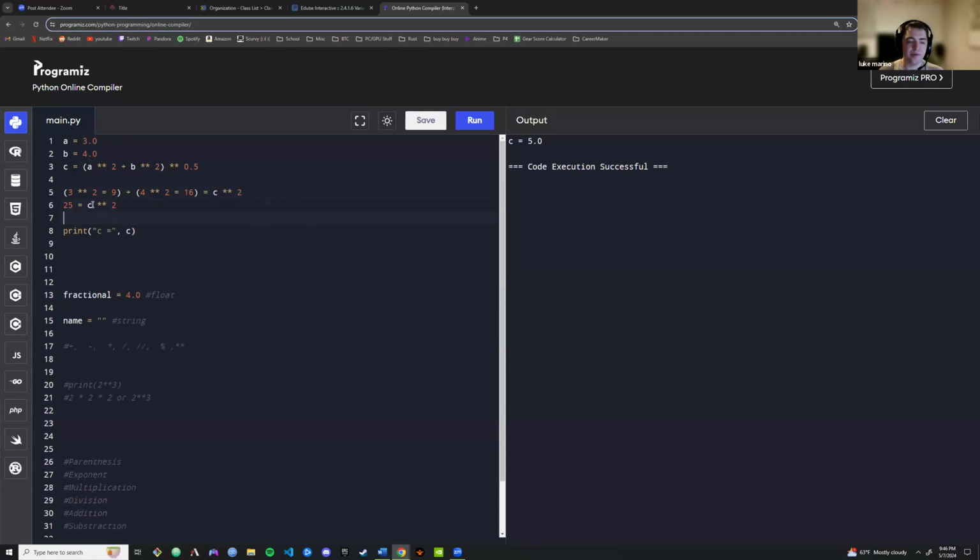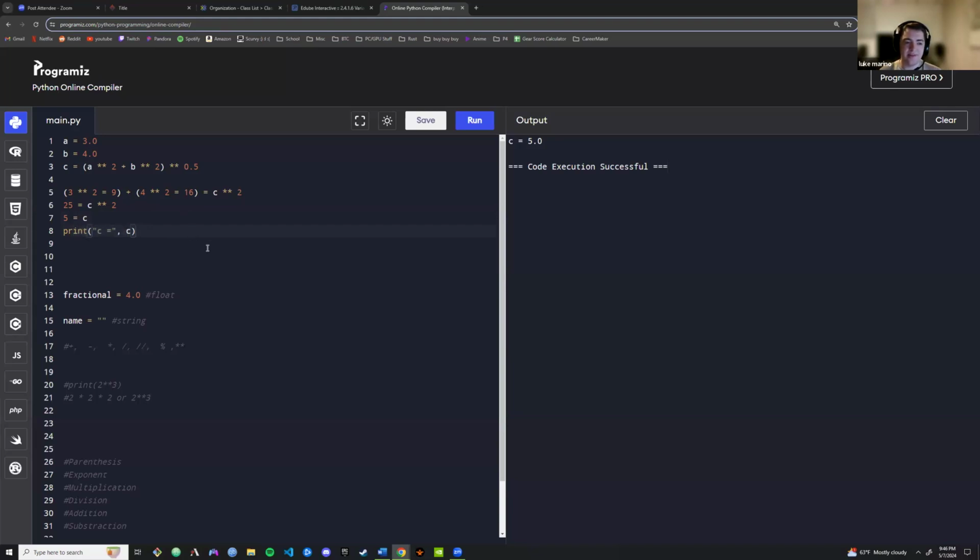But what if we want to figure out c? We're going to have to take the square root of c and the square root of 25, and that will give us c. So that's what we're doing here. We're finding a squared and b squared, and we're trying to get the square root of that. So it's going to be 5 equals c, and that's what's printed out here.